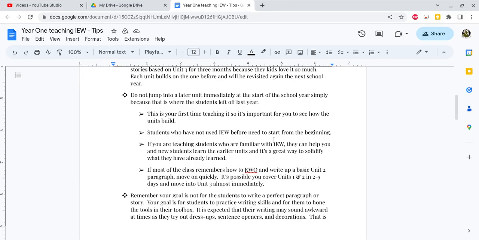Don't jump into a later unit immediately because of where the students left off the year before. So let's say you're a new teacher in 5th grade, and you know that your students got through Unit 4 in 4th grade. Do not begin in September in Unit 5. We always want to start back at the beginning. There would be a number of reasons to do that, especially for you. You're a brand new teacher to IEW. You need to learn how to teach those initial units. So that's going to be important for you to see how they build upon each other. Students who've never used IEW before, students who are new to our school, they need to start from the beginning as well. So you're going to be learning together.